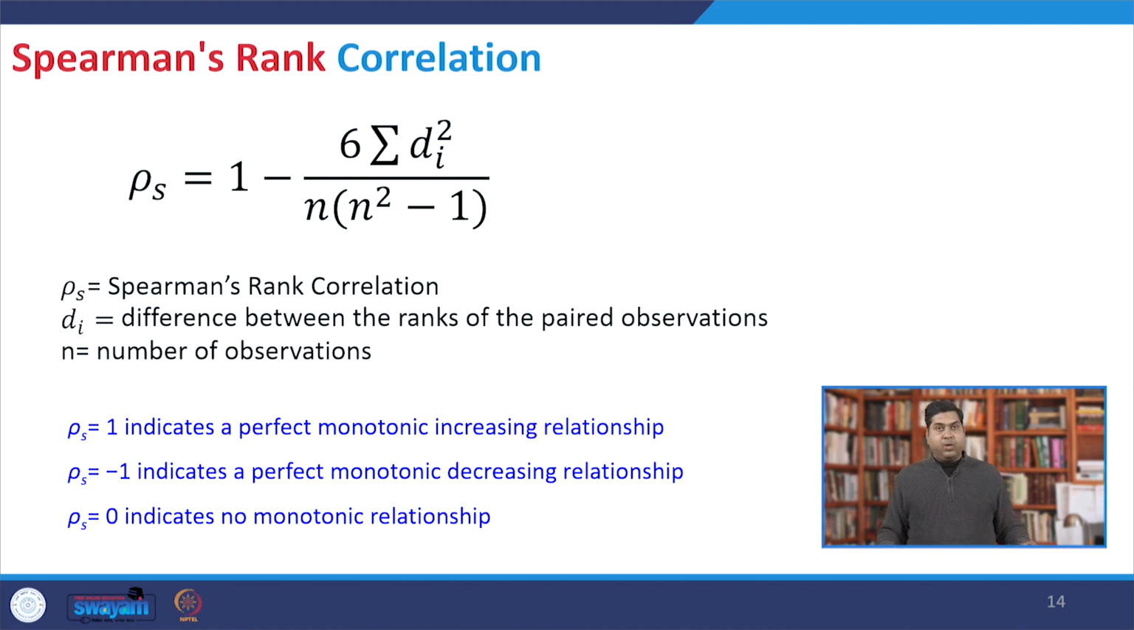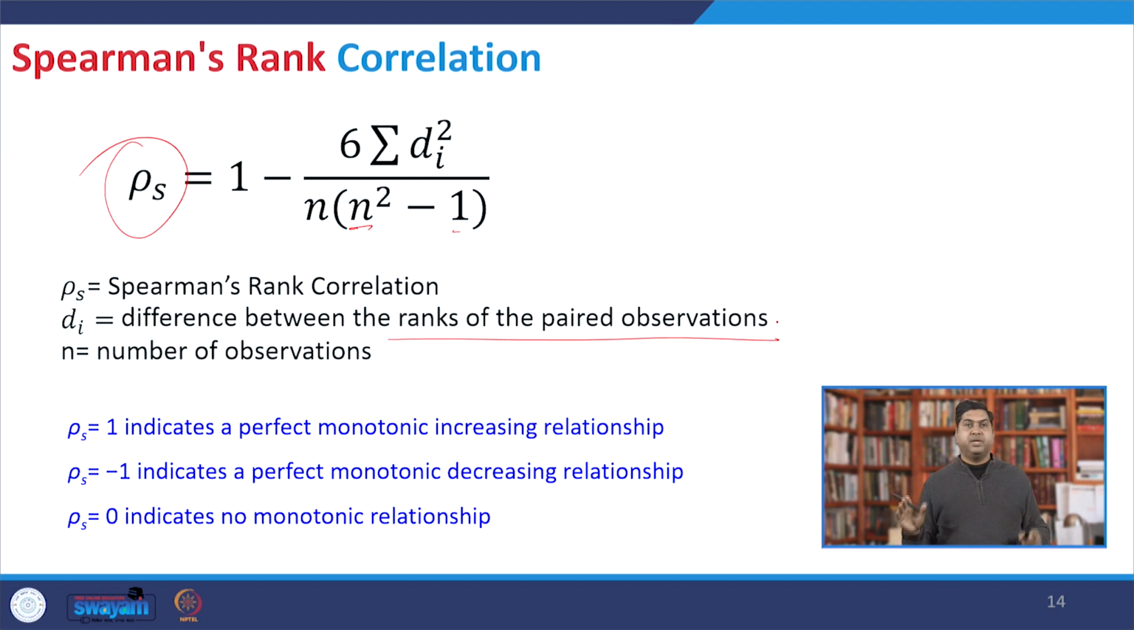Now coming to the second one, which is known as Spearman's rank correlation, represented by rho s, which is 1 minus 6 times the sum of the difference squared, divided by n times n squared minus 1, where rho is the Spearman rank correlation, d is the difference between the ranks of paired observations. So here we always take two pairs and compare the ranks, not the actual values. Now n is the number of observations.